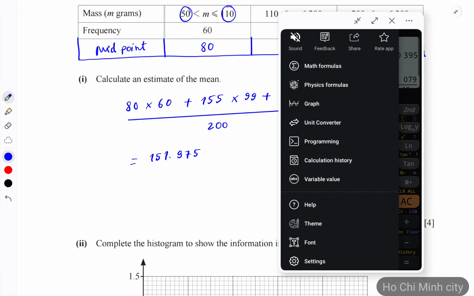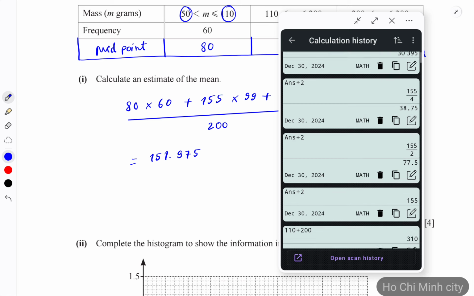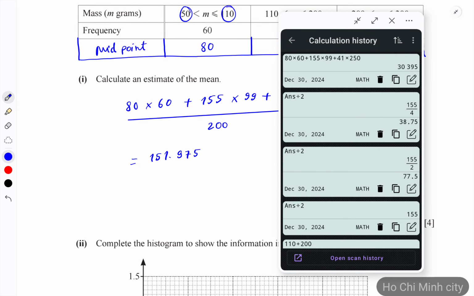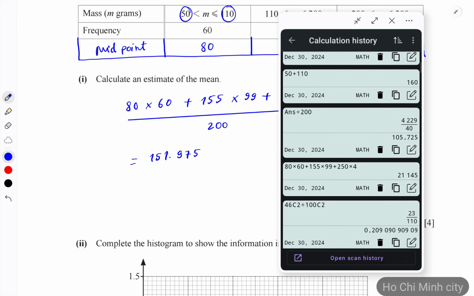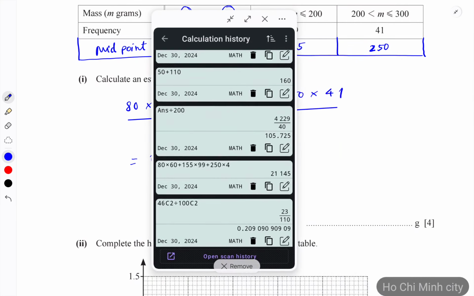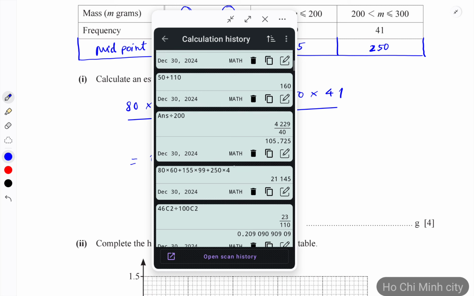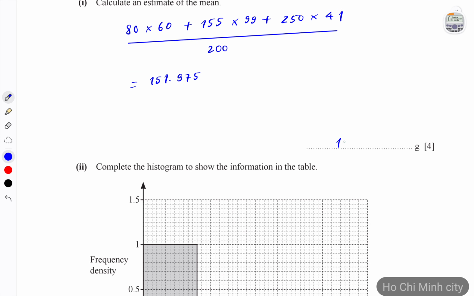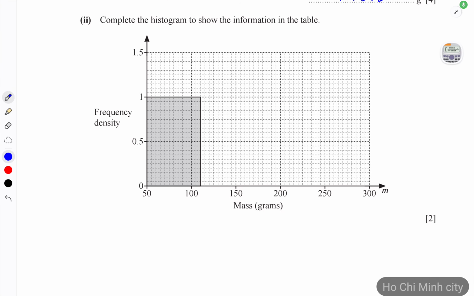I can see the calculation history. All right, here. 250 times 41. All right, so this one is 41. This one is 41 instead of number 4. So the answer is 151.975. All right, the next one is about frequency density.